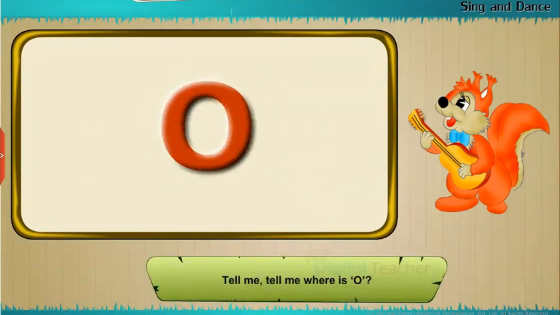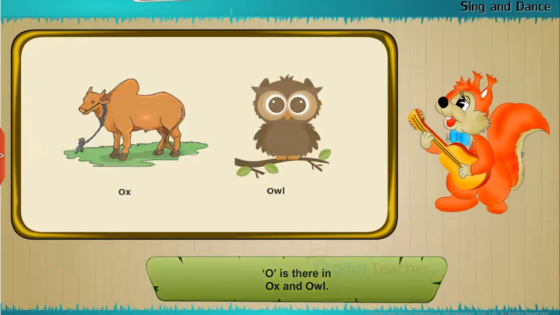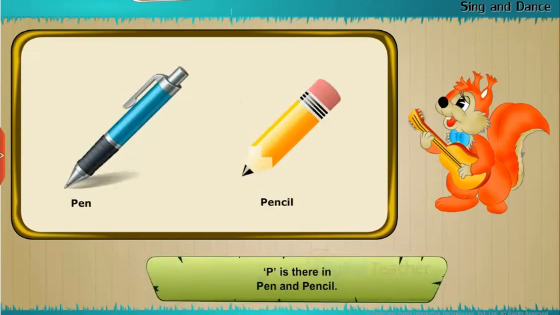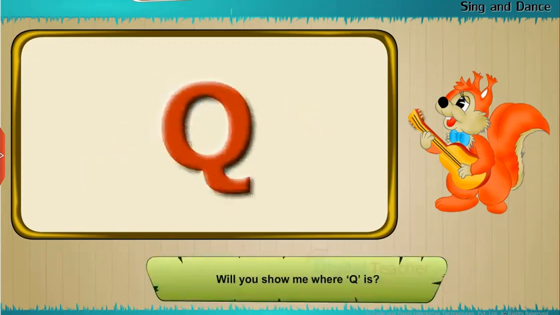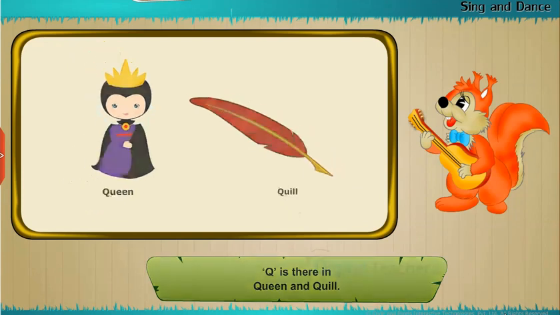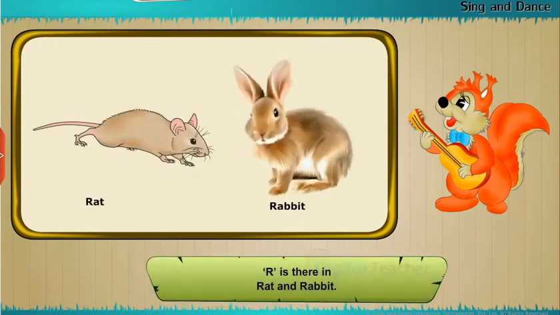Tell me where is O. O is there in ox and owl. Tell me where is P. P is there in pen and pencil. Will you show me where Q is? Q is there in queen and quill. Will you show me where R is? R is there in rat and rabbit.